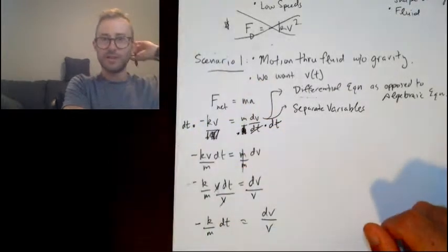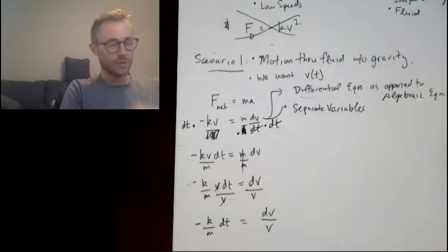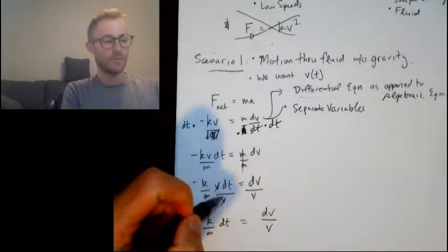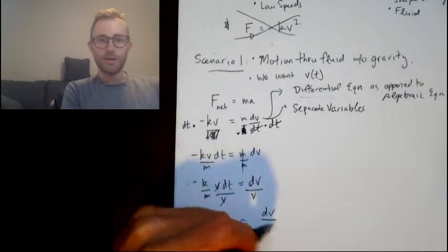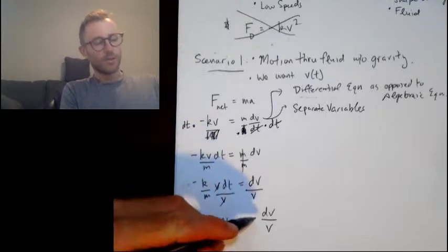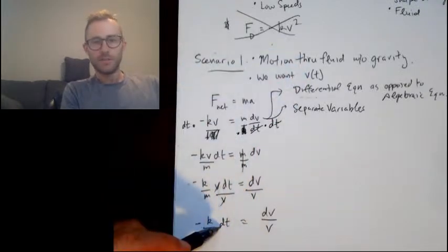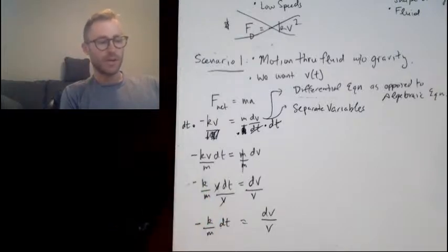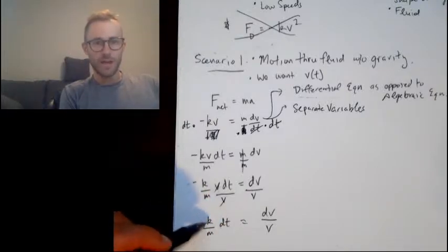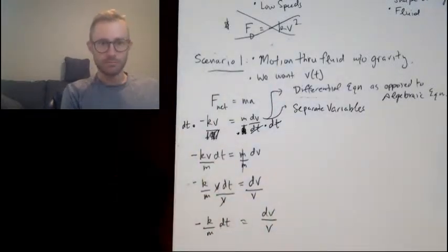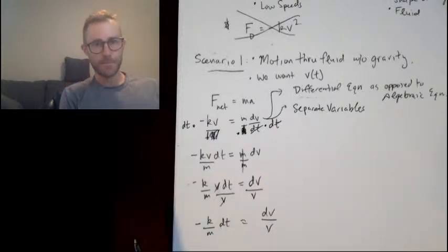So this is a separated equation because I have everything with velocity in it, dv and v, on the right-hand side. Everything with t, dt, is on the left-hand side. And the constants, which are k and m, it doesn't matter which side you put them on. They can be on either side. So this is a separated equation.